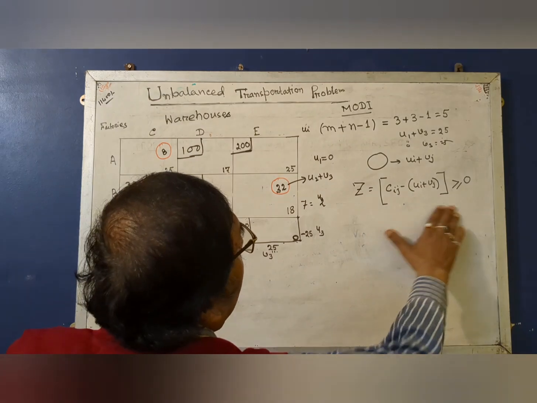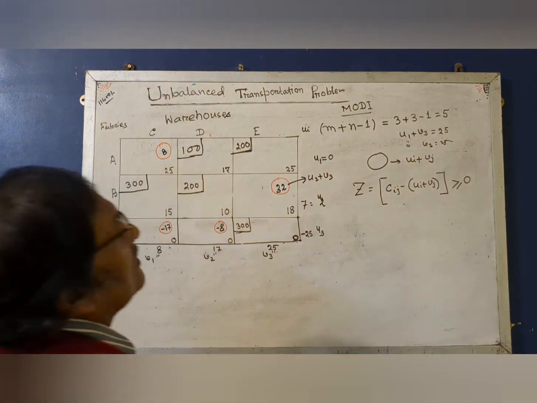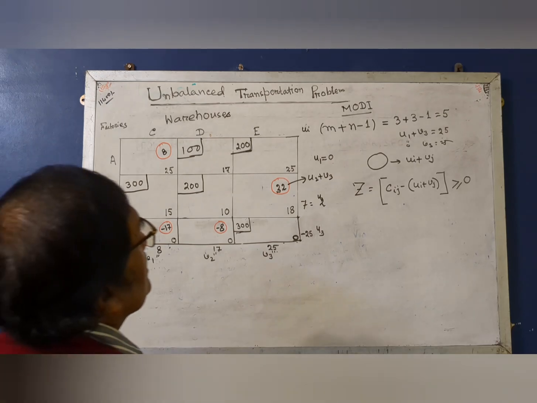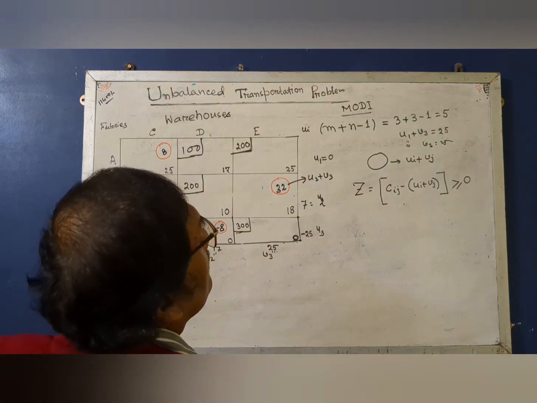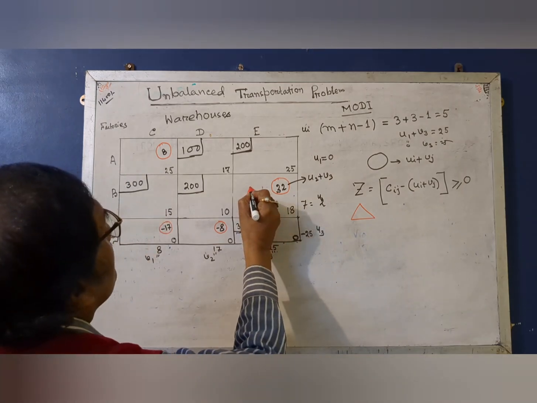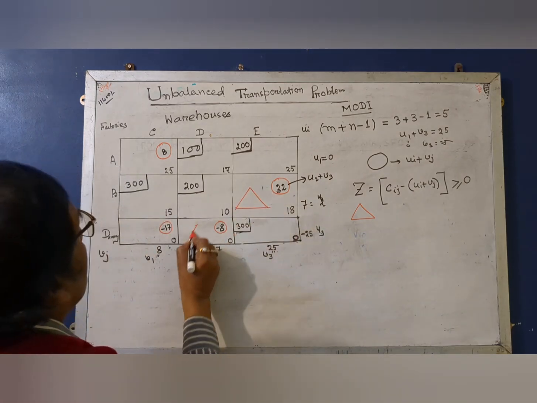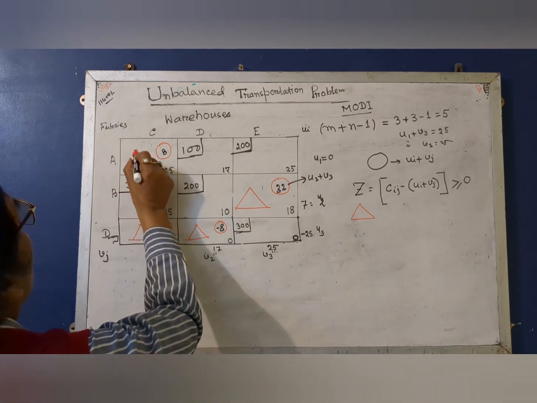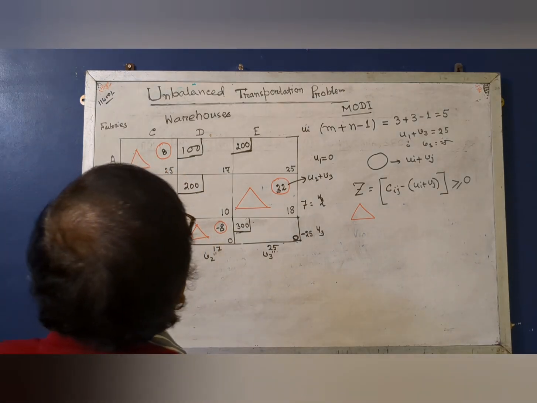So this is the criteria by which you can consider whether the allocation is optimum or not, or whether the optimum has been reached or not. So I am marking this Z value with a triangle for all the non-basic cells, and you have to check whether the optimum has been reached or not. Okay, these are all the non-basic cells.